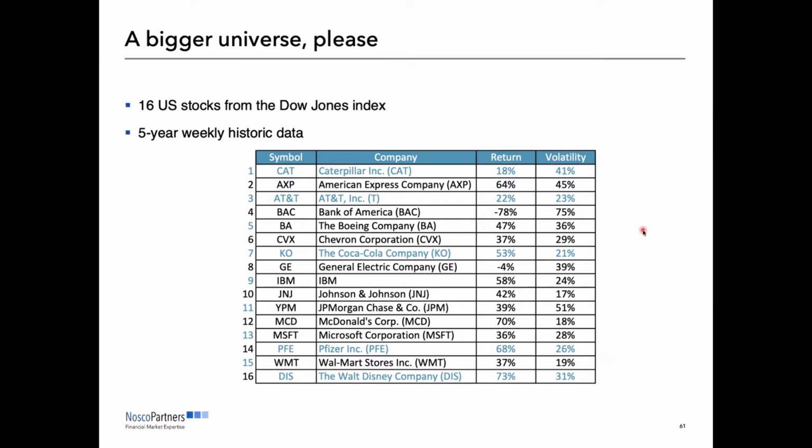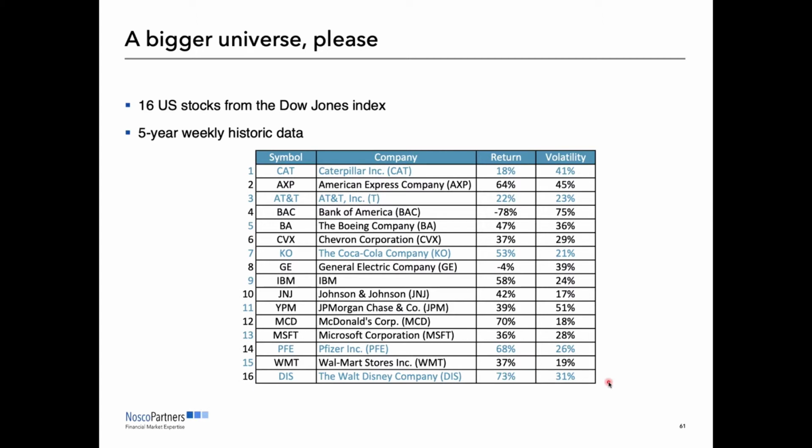Some have a very high volatility. When we look at American Express, very high volatility. Bank of America, the highest volatility. So you probably realize, oh yeah, JP Morgan, 51%, right? This is the credit crisis. That's why these volatilities are so high. And you see some blue stocks. The blue ones we already encountered in the 5-stock portfolio.